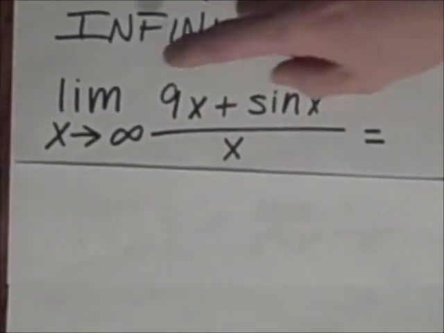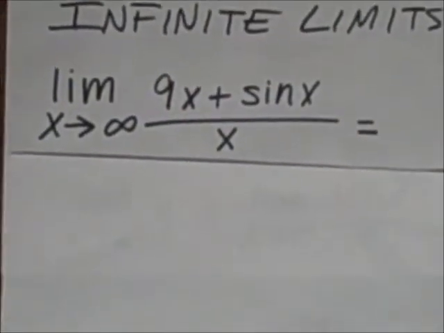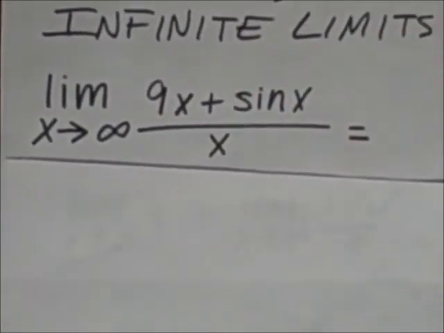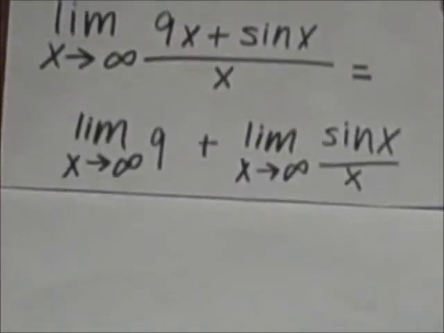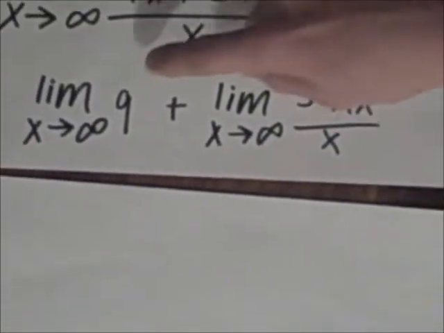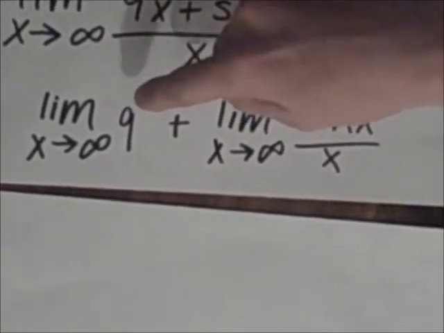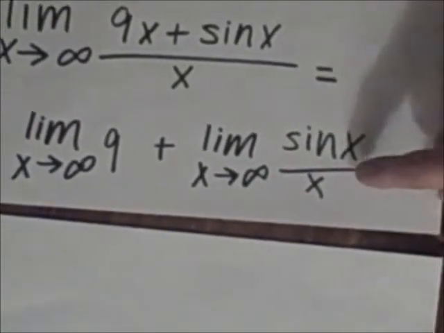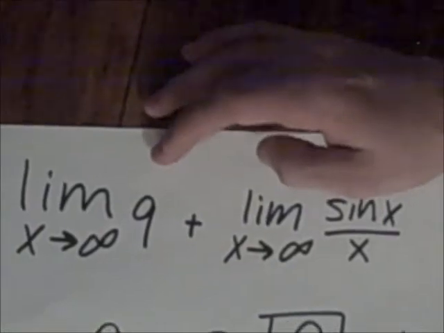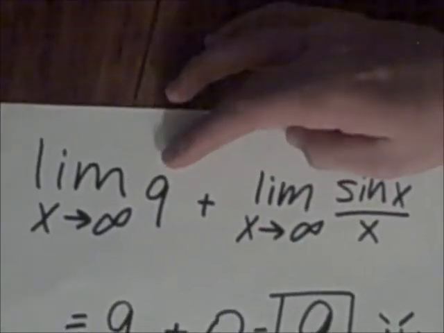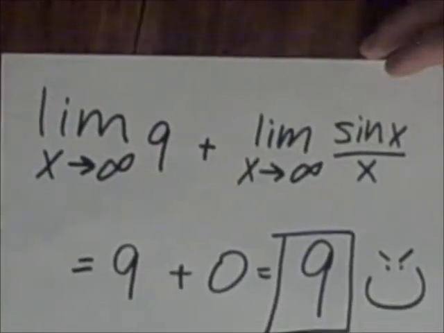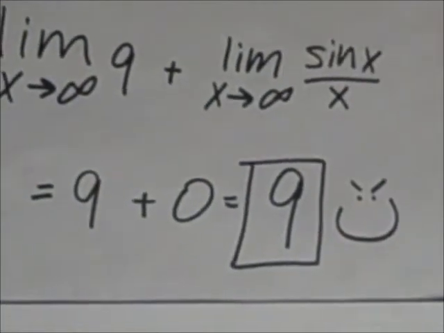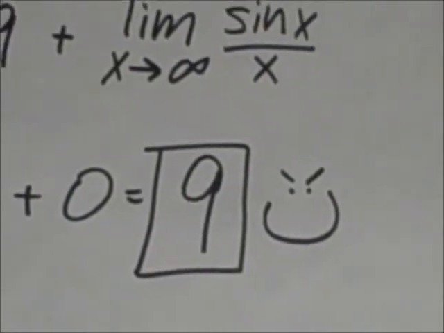Here's our example problem: the limit as x approaches infinity of 9x plus sine x, all over x. Using the properties of limits, we get the limit as x approaches infinity of 9, plus the limit as x approaches infinity of sine x over x, which is shown right here. Then using the properties of infinite limits, the first equals 9, and sine x over x equals 0. So 9 plus 0 equals 9, and everyone's happy.